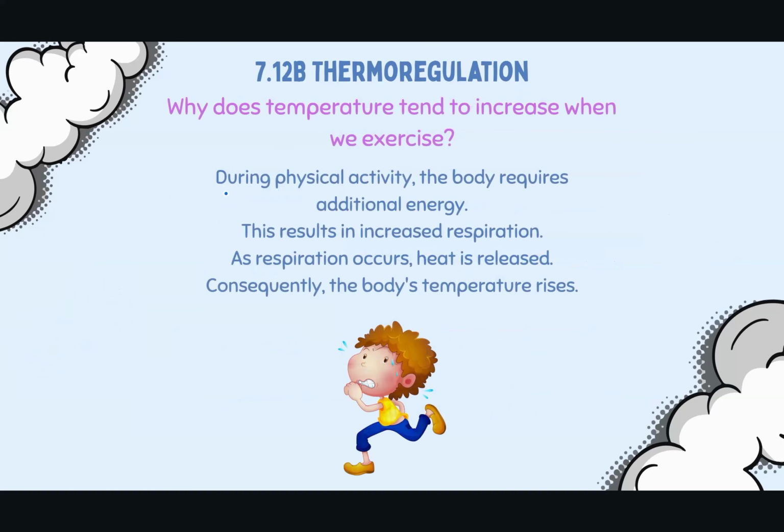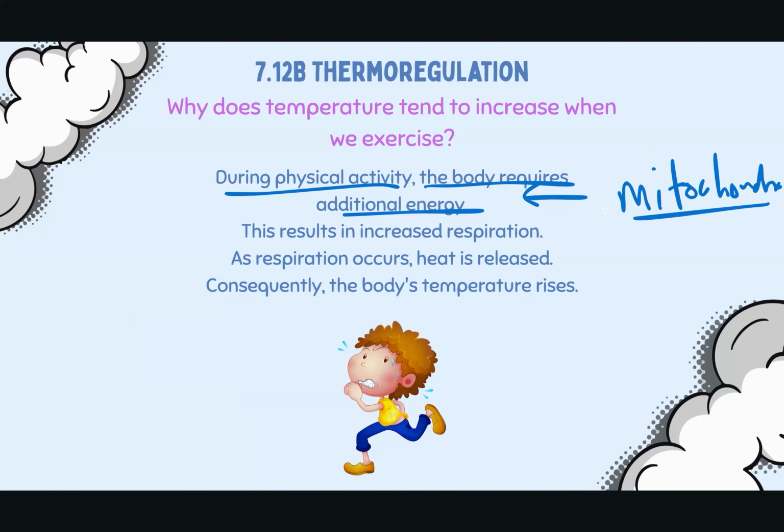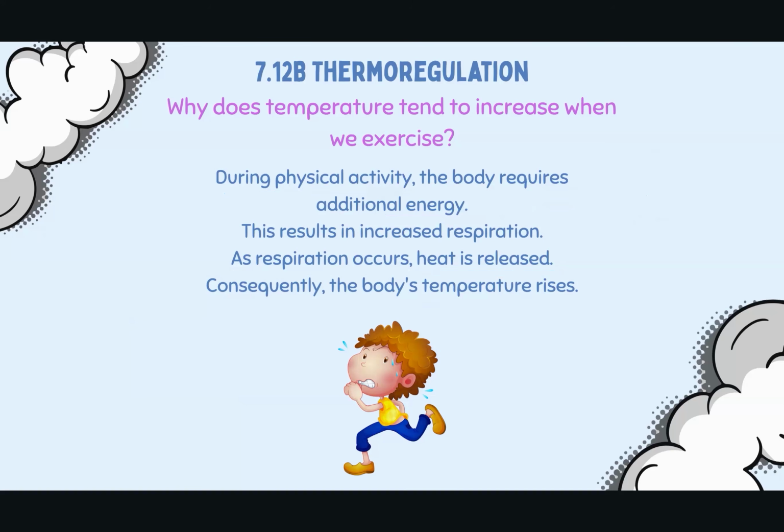Now, during physical activity, the body requires additional energy. Whenever we need energy, what should automatically come to mind? Again, from topic 1, mitochondria. What happens inside the mitochondria? Respiration. And what does respiration release? Energy. As respiration occurs, heat is released, and that means the body's temperature rises. So it's important to reduce that heat energy straight away, to help it escape as quickly as possible. That's why we sweat when we run.